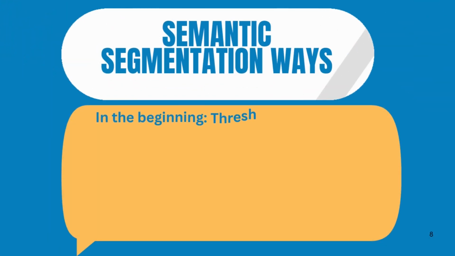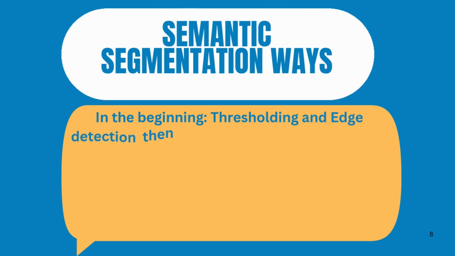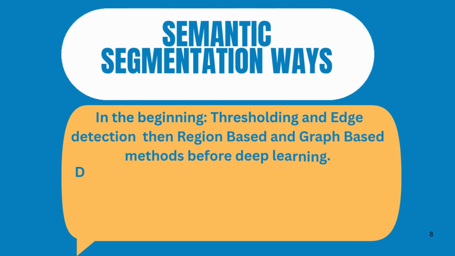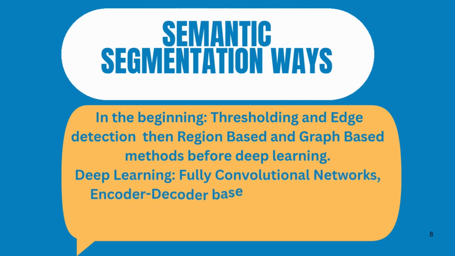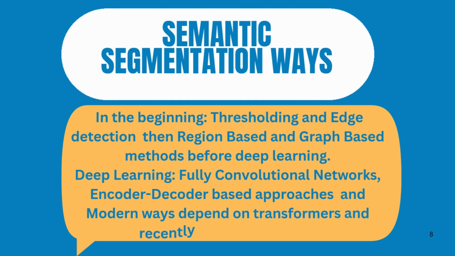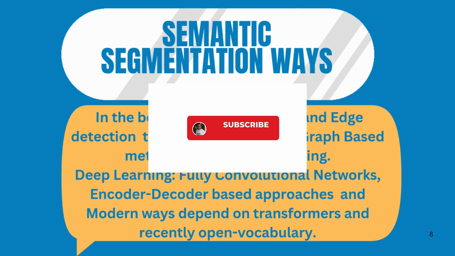What are the ways of semantic segmentation? Before deep learning arrived, at the beginning, the ways were thresholding and edge detection, then region-based and graph-based methods. After deep learning arrived, the methods became fully convolutional networks, encoder-decoder-based approaches, and modern ways depend on transformers and open vocabulary.